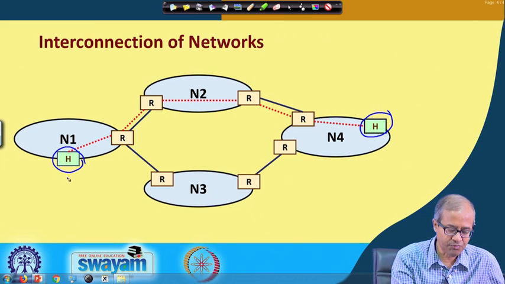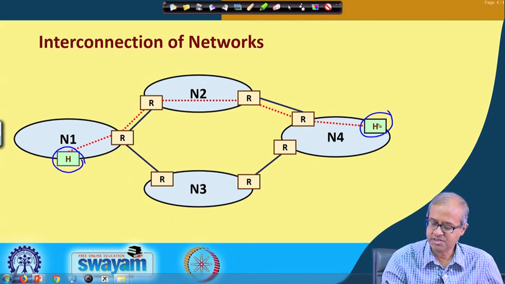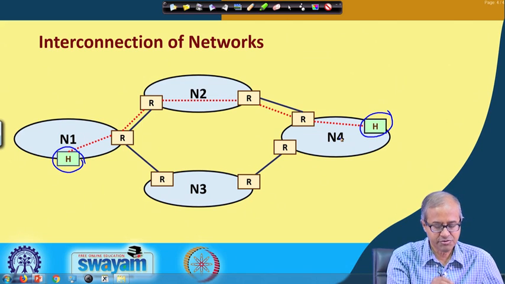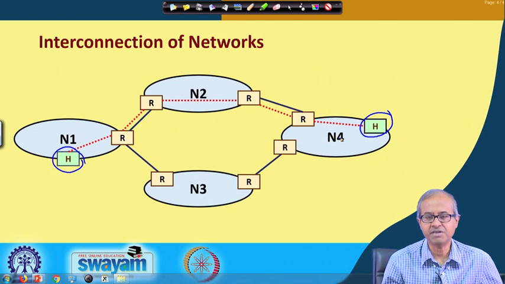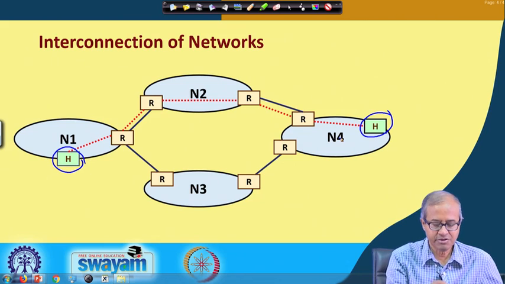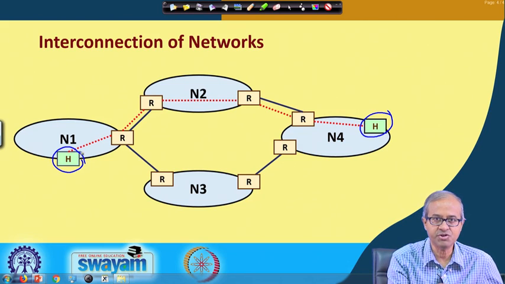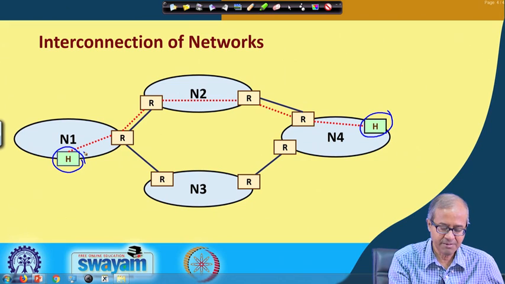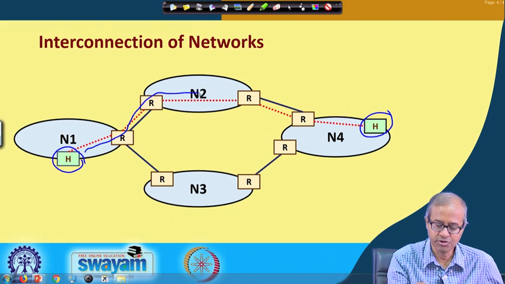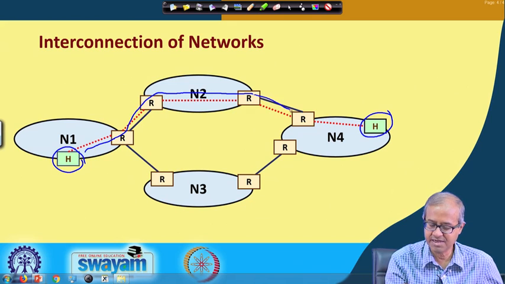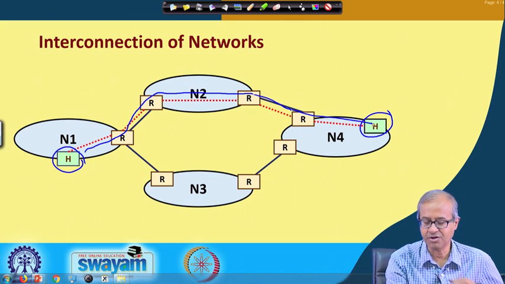Suppose I want to transmit some data packet from this host to this host in N4. There can be multiple paths that the packet can take. I am showing one of the paths by this red dotted line, where it will first come to this router R, then cross N2, then enter this router, and finally reach the final network.